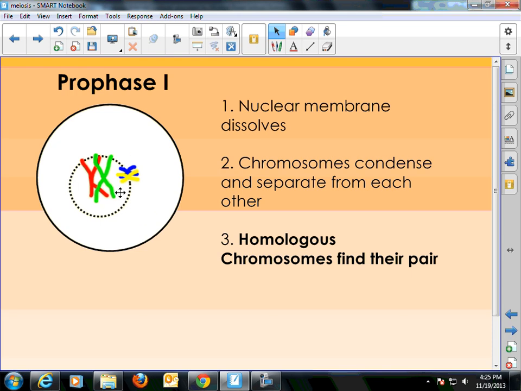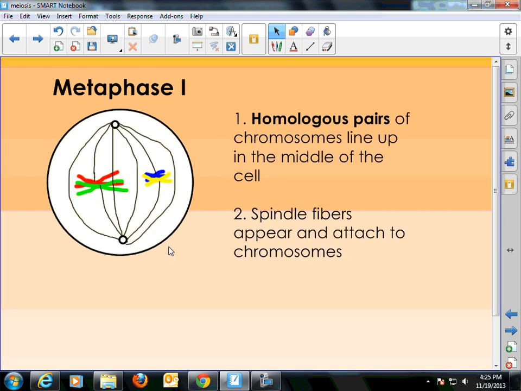And they do what's, I guess for lack of a better word, called they hug. And the chromosomes will actually embrace and will kind of bond and stick to each other. So those homologous chromosomes are now paired up, and they will be paired until a little bit later on. That is prophase 1.